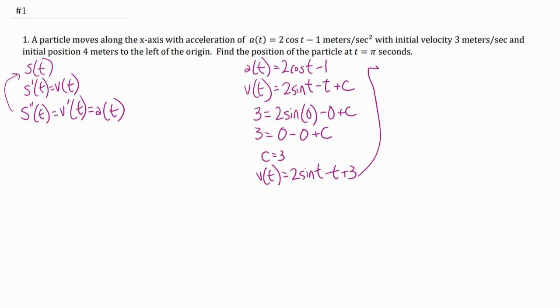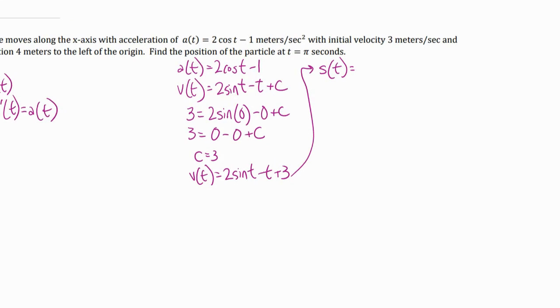All right, so now I'm going to find the antiderivative to find position. So the antiderivative of 2 sine of t would be negative 2 cosine t, because remember, the derivative of cosine is negative sine, but this is a positive sign, so I have to make it a negative cosine. Minus 1/2 t squared plus 3t plus a different constant.